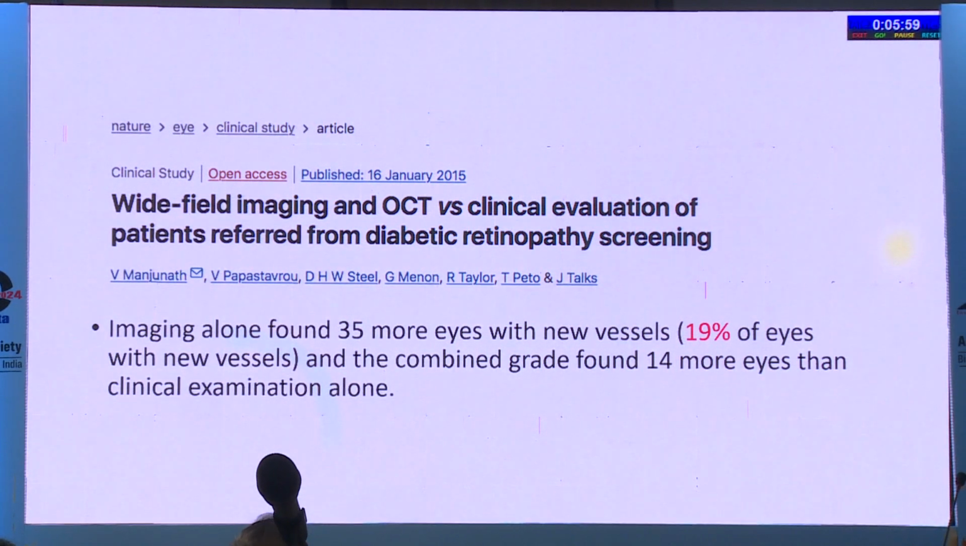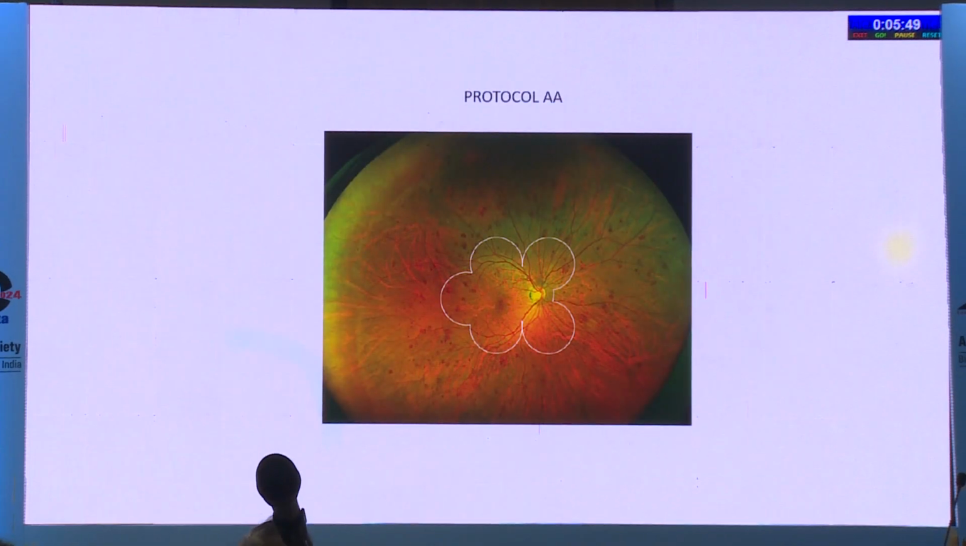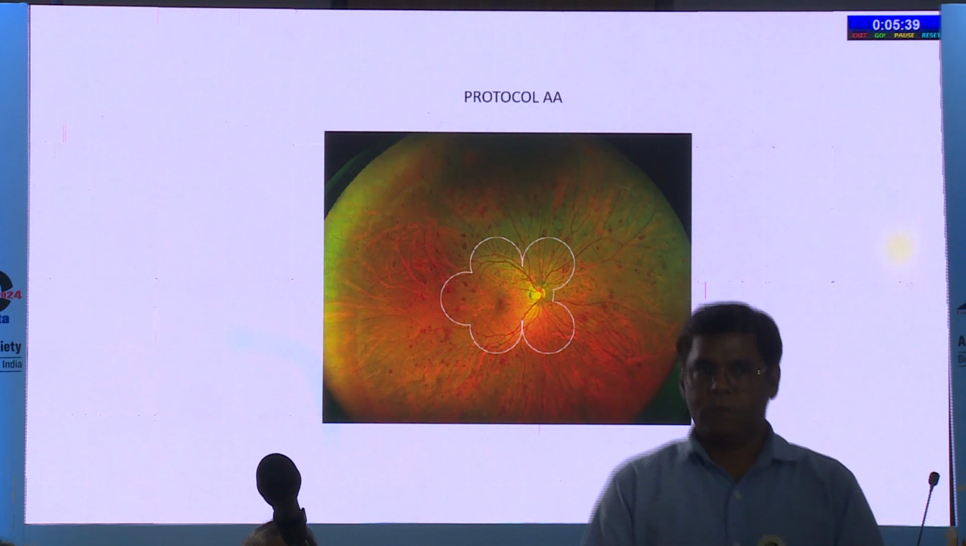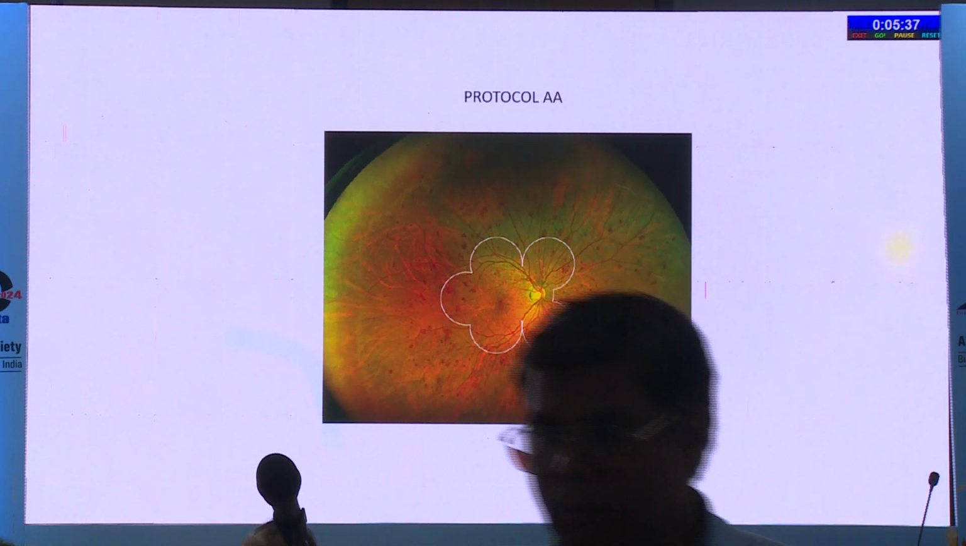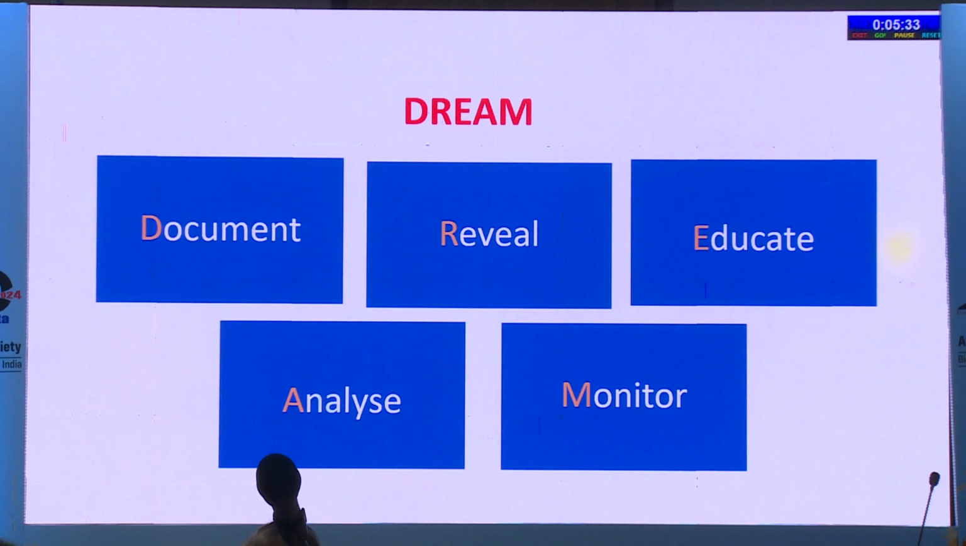Studies have also shown that ultra-wide field is superior to clinical examination in detecting NVE in the peripheral fundus of diabetic retinopathy. Protocol AA told us that predominant peripheral lesions were seen more clearly in ultra-wide field imaging, but it was not a predictor for 2-step worsening of diabetic retinopathy, which wide field fluorescein angiography was.